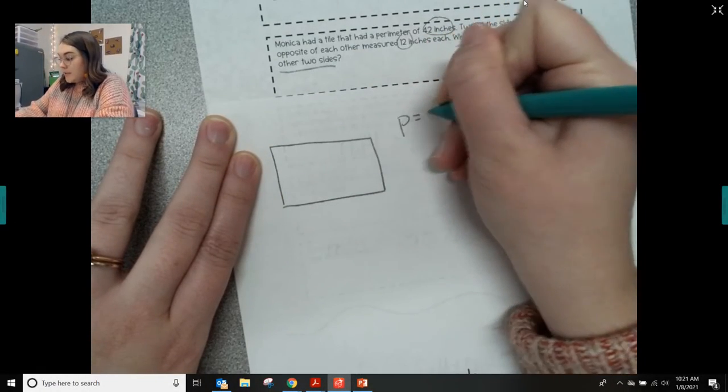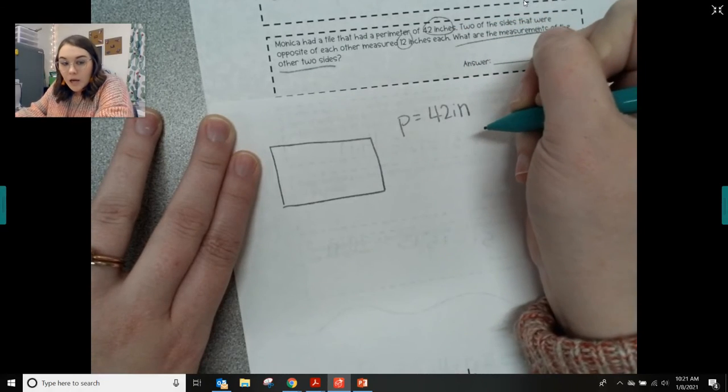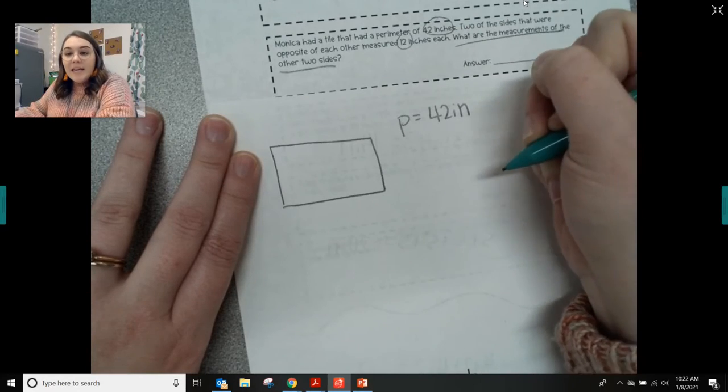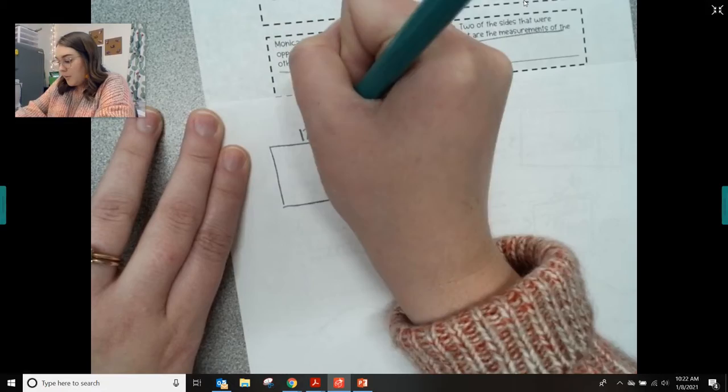Our perimeter is 42 inches. So that gives us our whole. Remember doing strip diagrams. That's what's going to help us here. It gives us our whole, and it gives us two of the parts.